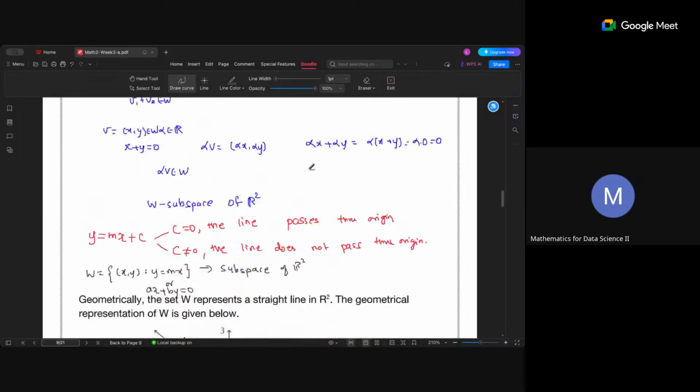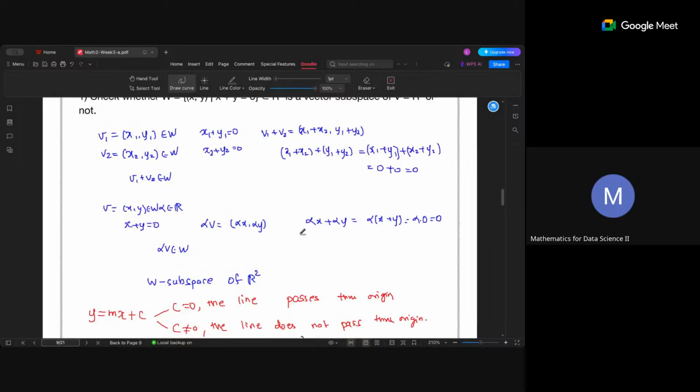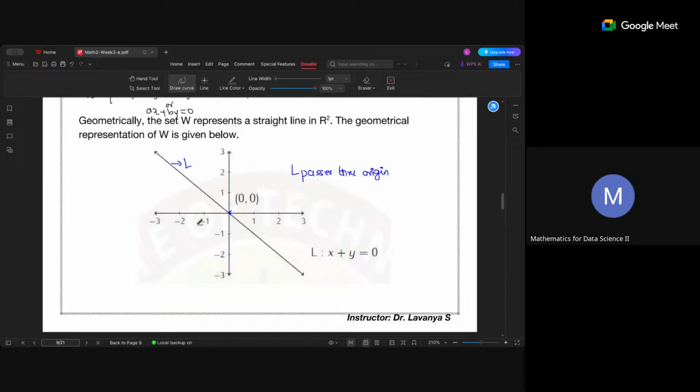You can easily verify these properties will hold. And if it is not passing through the origin, then what will happen? For example, consider the line x plus y is equal to 1. Does it pass through the origin? No, ma'am. And it is not a subspace also. I am trying to draw a line here. So you see, this is not passing through the origin and it is not a subspace.